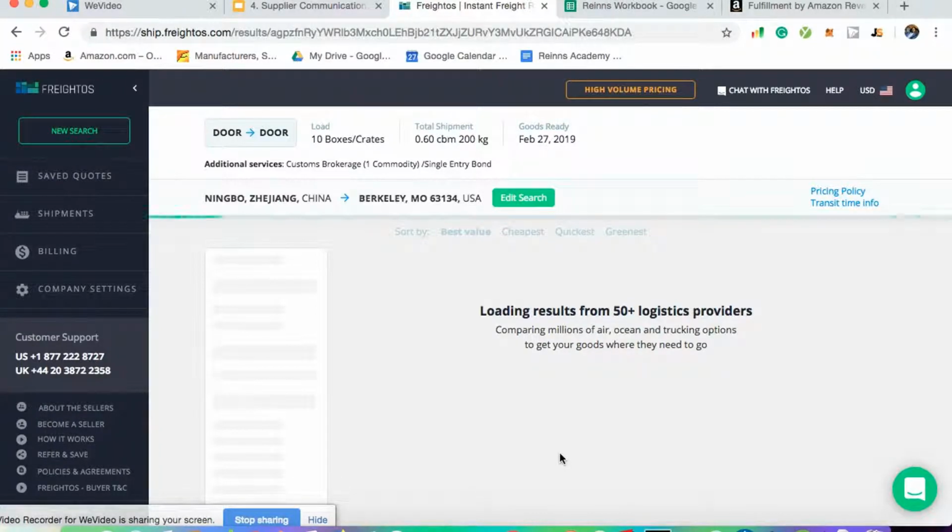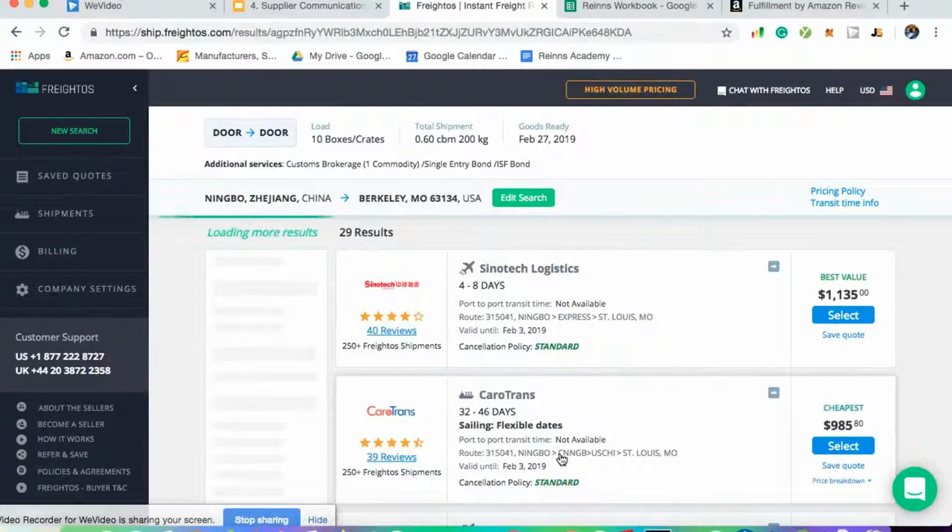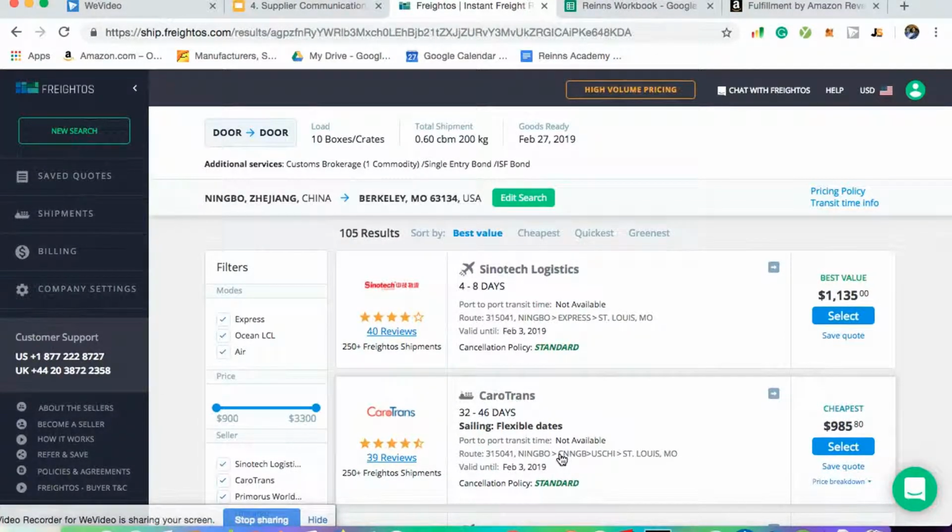So Freightos will search through millions of different companies around the world, I mean around China, and then get the estimates for you, because we selected China. That's where the manufacturers are. So there you go. It's still loading. Just give it time. Okay. I think it has loaded. Okay, great. So now, what do we have here?